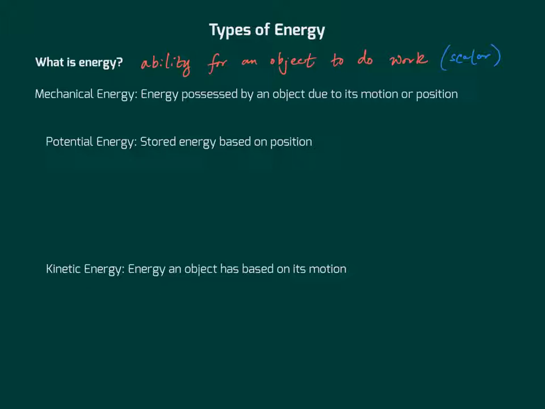Now, we can break mechanical energy down into a couple different types of energy. And the first that we can talk about is potential energy. This is the energy that an object has based on its position. And the key here is that it's stored energy. So one of our major types of potential energy is gravitational potential energy. Our equation for gravitational potential energy is mass times the acceleration due to gravity times height. So gravitational potential energy is the stored energy an object has based on its position from some reference point.